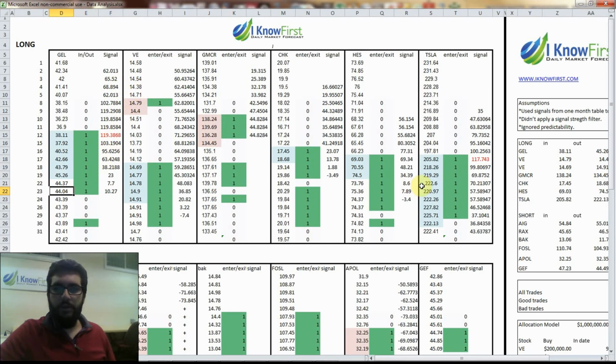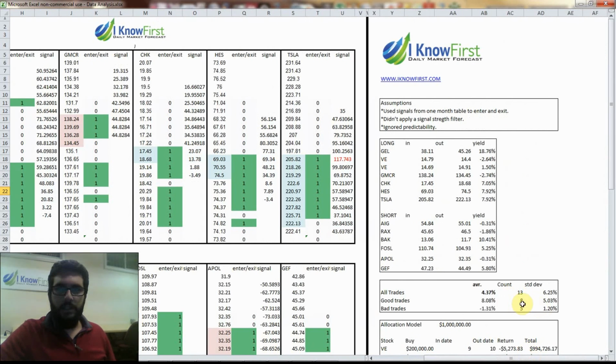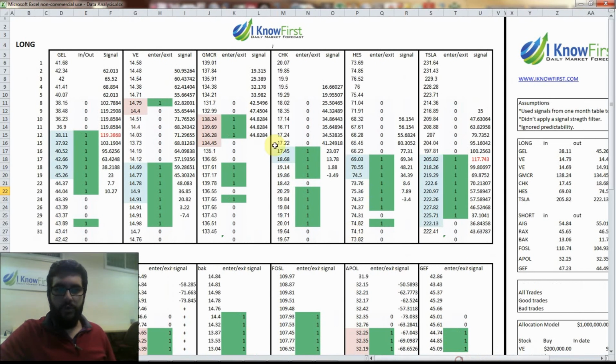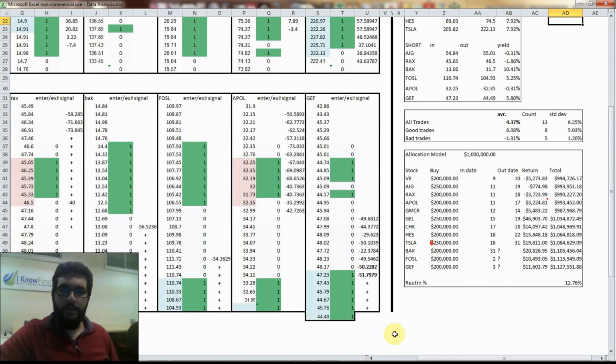Now, as you can see from the long position, we had a total of 8 out of 13 trades, which means 63% of the trades were profitable. And the long position had a total of 7 trades, of which 2 were not profitable and 5 were profitable, with the most profitable trade being GEL at 18.7%, and the least profitable trade actually for the whole December was GMCR at a loss of 2.74%.